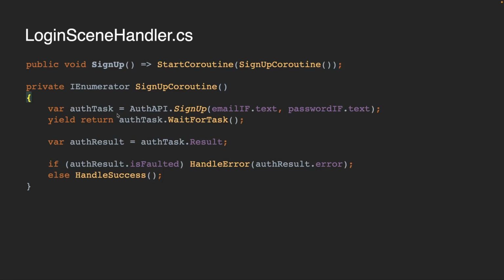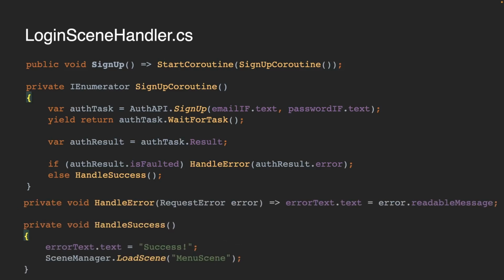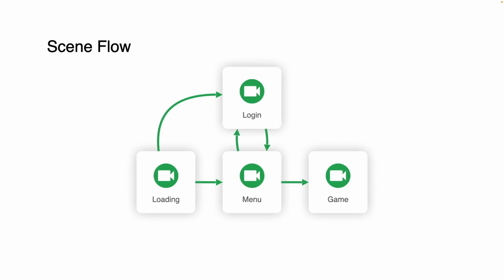If you want to be consistent, you could actually put a manager in the middle, but in this case I didn't. So the handler is directly communicating with the API, signing up using the email and password input fields, and is going to await for this being done, always using the coroutine. And then, if something went wrong, it's going to show an error on screen, and if everything went well, we're actually going to go to the menu scene. So it's pretty straightforward, and as you can see, this is how the application works.